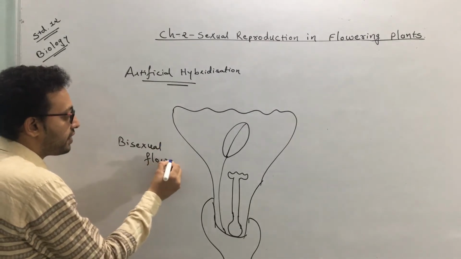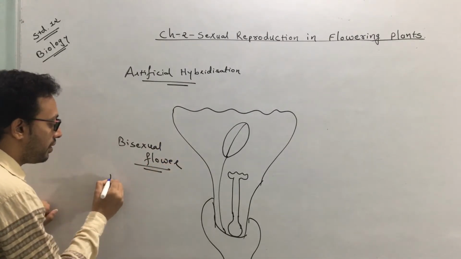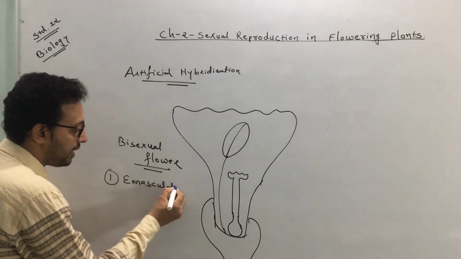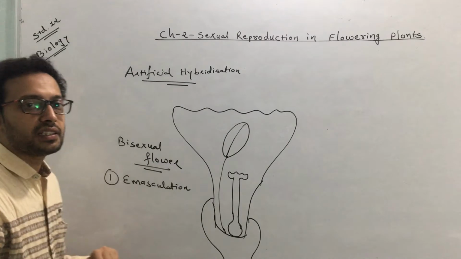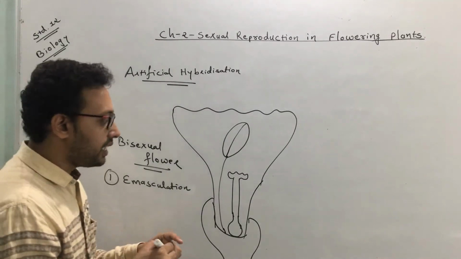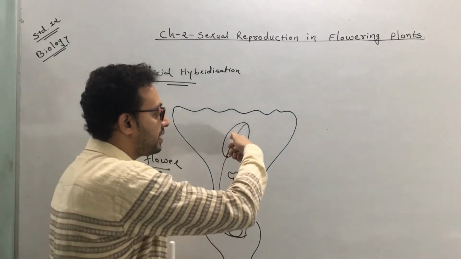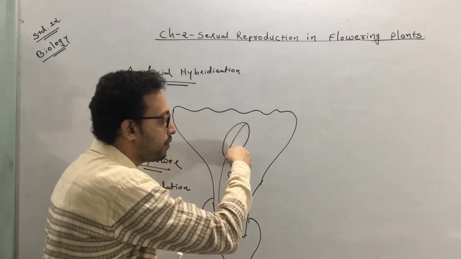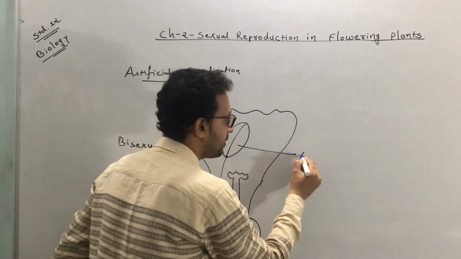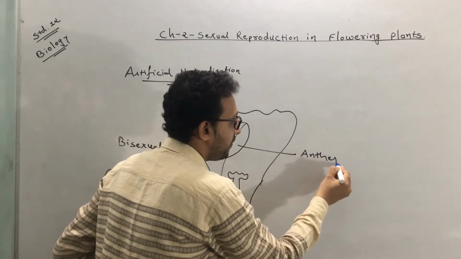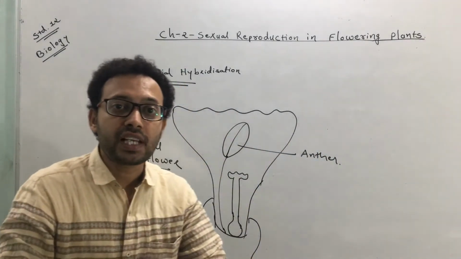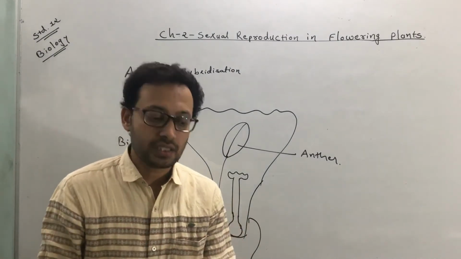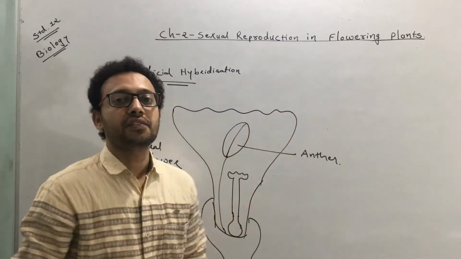To perform artificial hybridization in a bisexual flower, we use two techniques. The first technique is called emasculation. What is emasculation? Emasculation means removing this anther, with the help of forceps, before it dehisces. Before it dehisces, meaning before the pollen grain is released, we remove the anther.